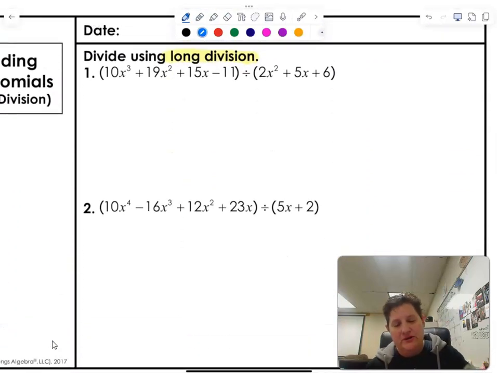There will be 2 questions on your test where you have to use long division. All right. Yeah, it's because if you have an x squared or if you're dividing by a trinomial with 3 terms, and then it's because of that 5 right there too. Okay? All right, so let's take a look.